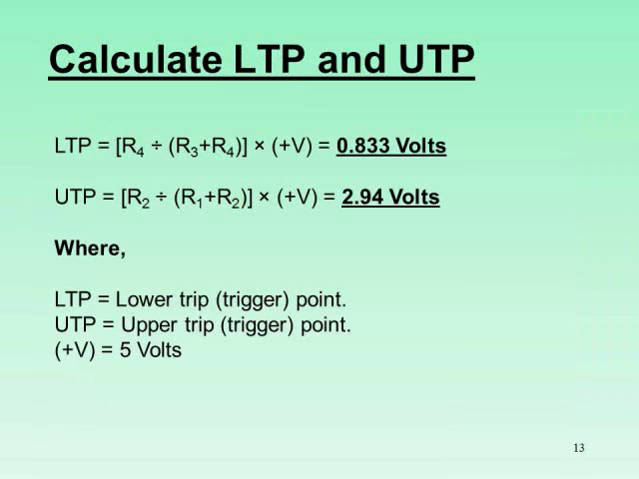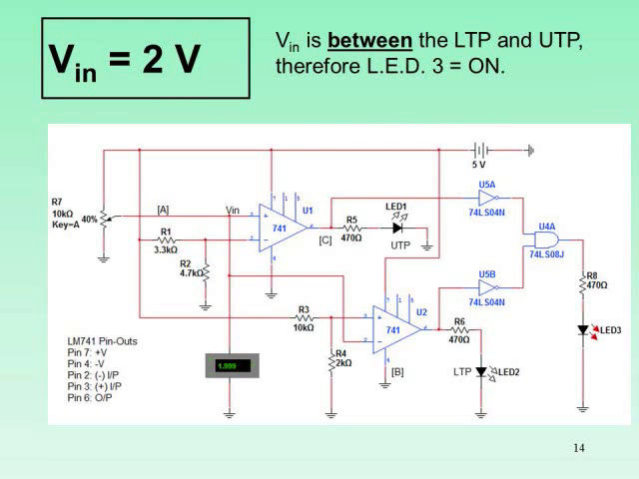Once again, calculating the LTP and UTP, it's just a simple voltage divider. So we have 0.833 and 2.94 volts respectively. And this time we're running everything off 5 volts, so it's LS-TTL compatible.